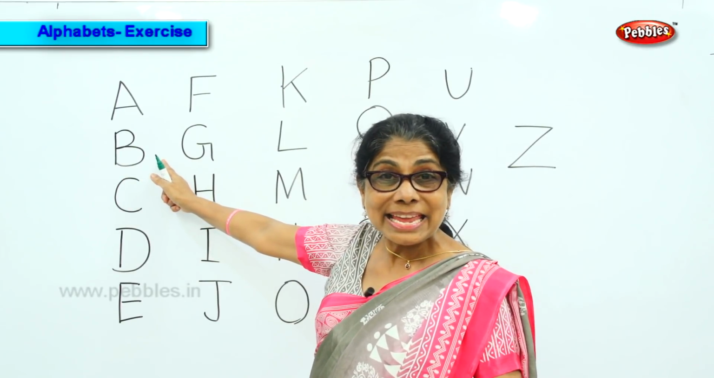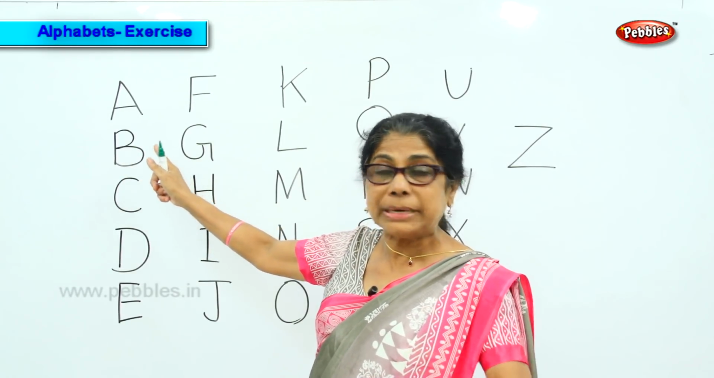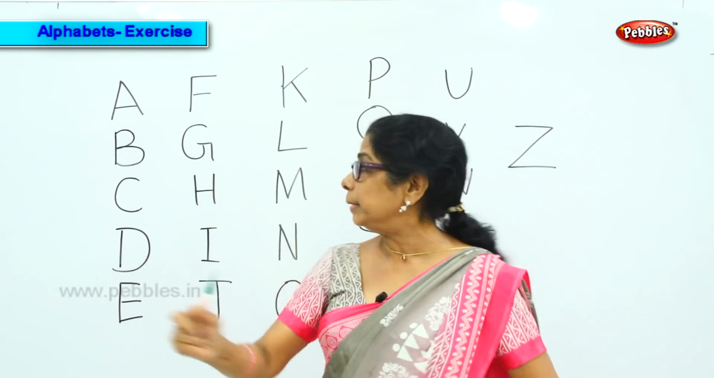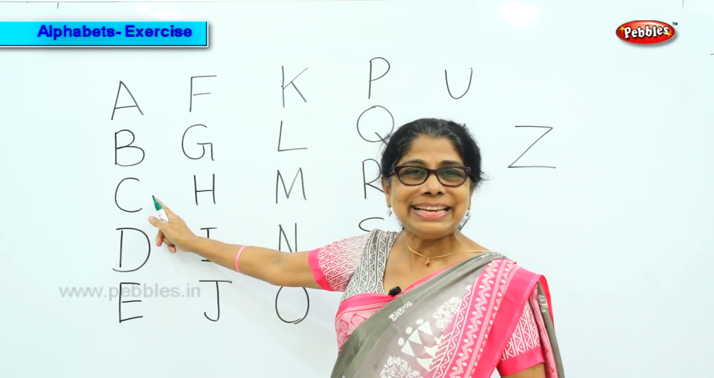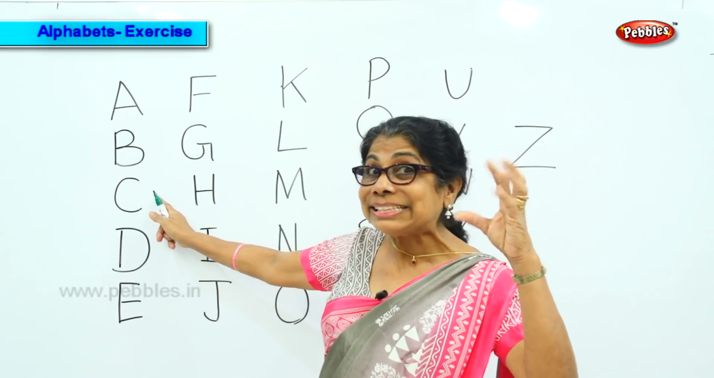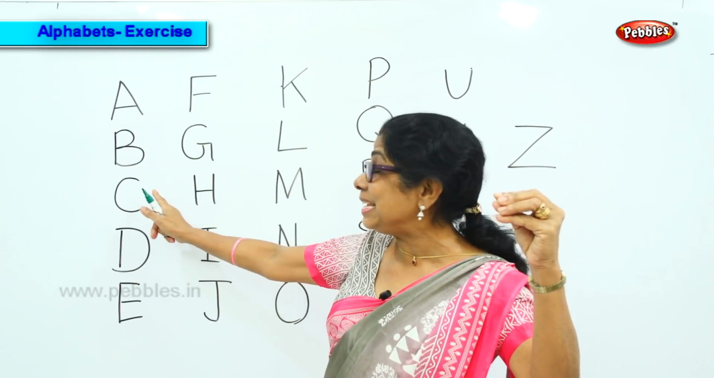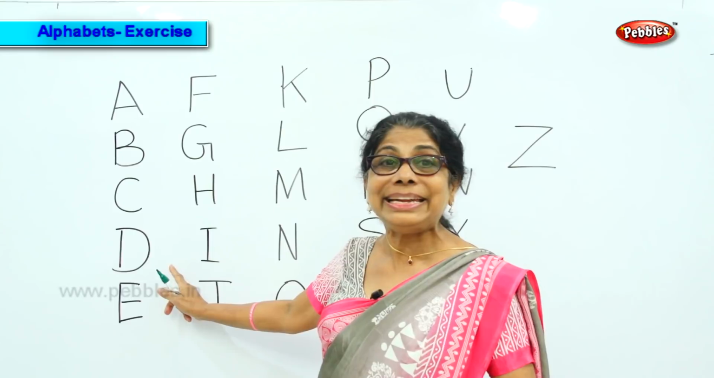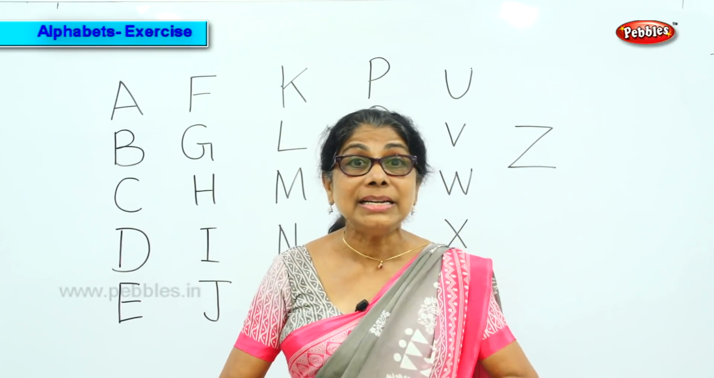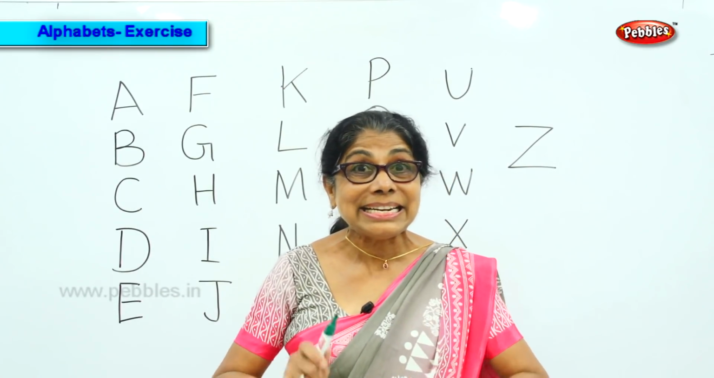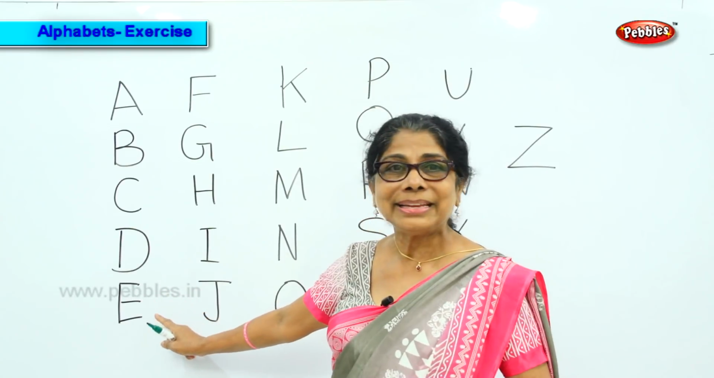Letter B. B. B. Bat. Remember, letter C. K. Clicking castanet. K. K. K. C. K. D. Remember the drum. D. D. D.